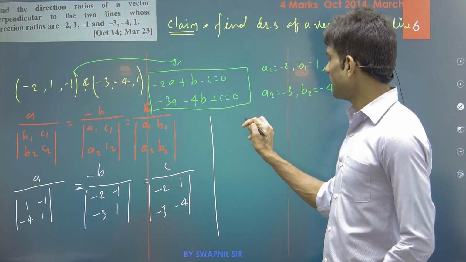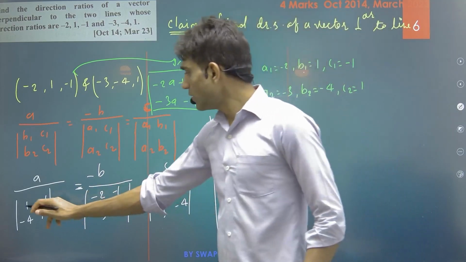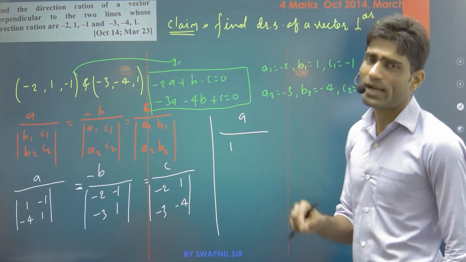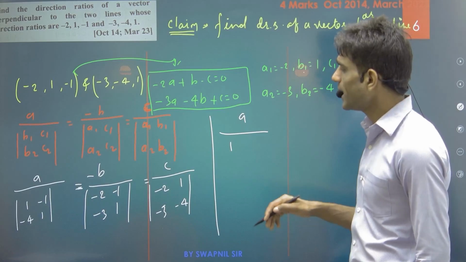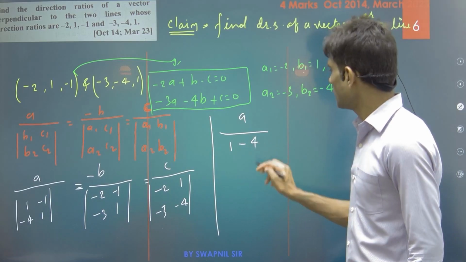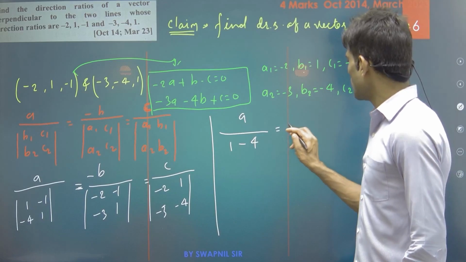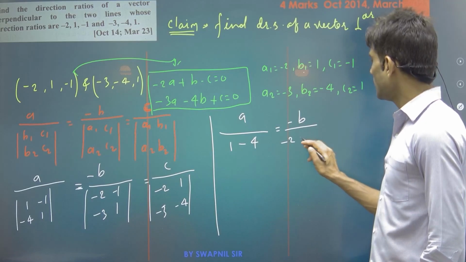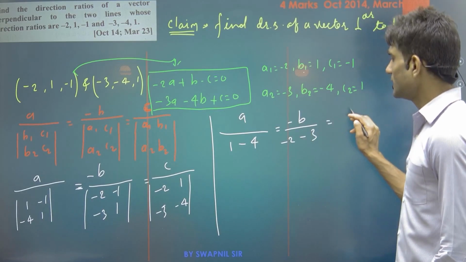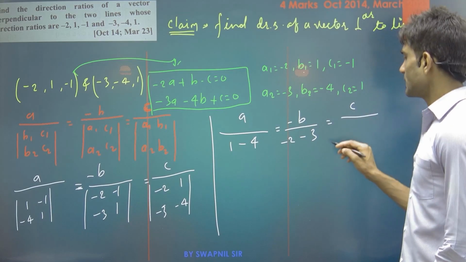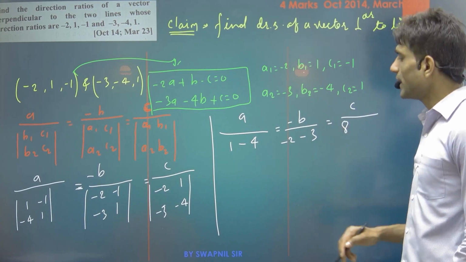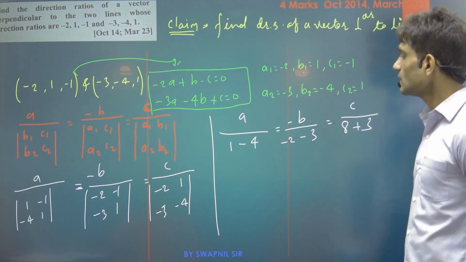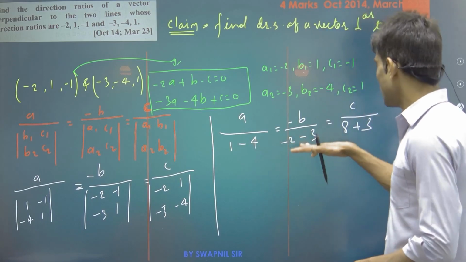So keep a as it is at the denominator. 1 ones keep as it is 1. Minus of minus 4 into minus 1 goes to plus 4. So a upon 1 minus 4 is equal to minus b divided by minus 2 upon minus 3, which is equal to c completely divided by minus 2 into minus 4, which gives a positive 8, minus of minus, which goes to plus 3. These are the values for a upon, b upon, and c upon here.